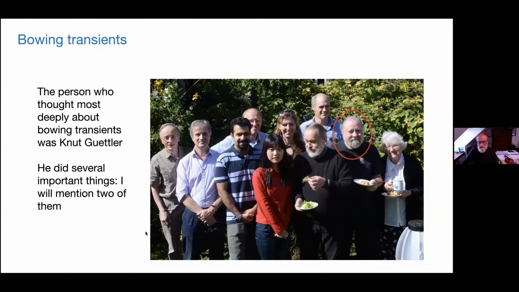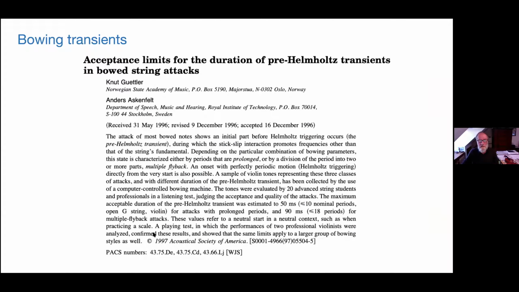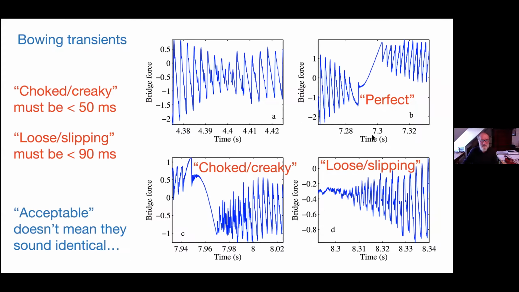Knut did lots of other things. I will talk about two of them. And the one I want to start with is this. You needn't read all this small print here. This is just a paper that Knut wrote with Anders Askenfelt as part of Knut's PhD project, I guess. What they did was an experiment to find out how good a transient has to be before musicians will accept it, and then to look at whether musicians actually stick with the rules. So they did two tests. They did a listening test and they did a player test.